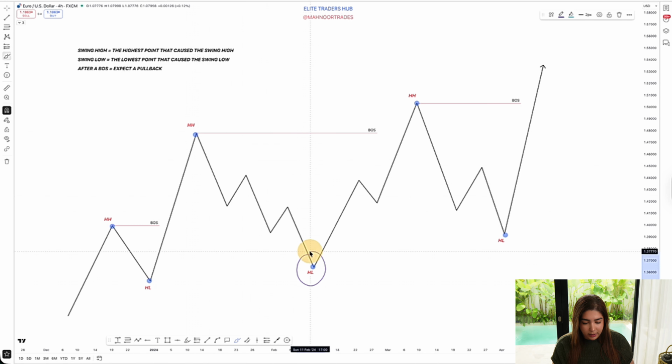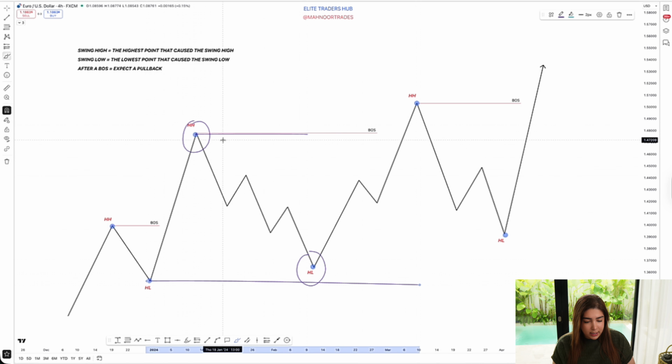price was trading inside an old swing range. And what was that range? That was this high here and this previous low here. So it was actually ranging between these two points, a defined swing high and a defined swing low.